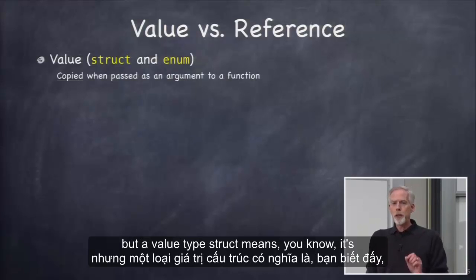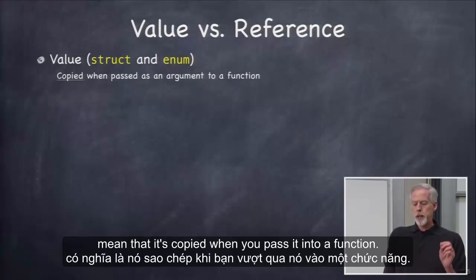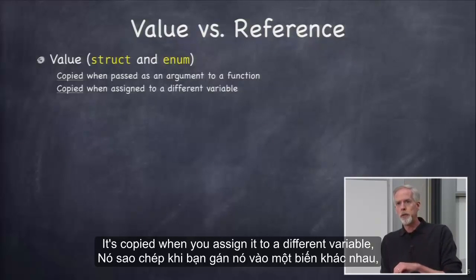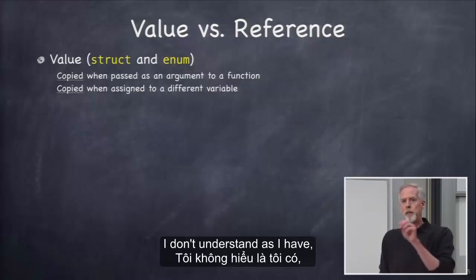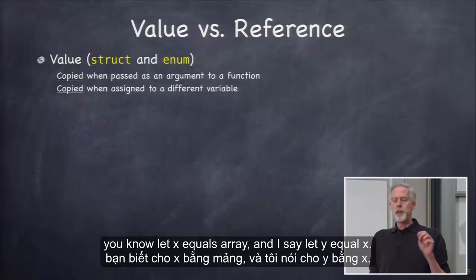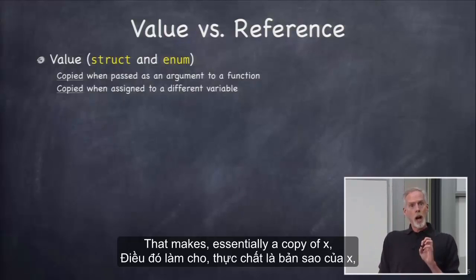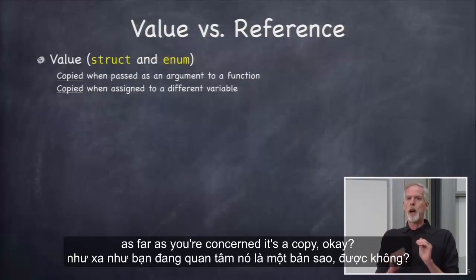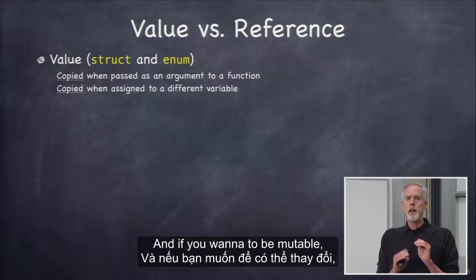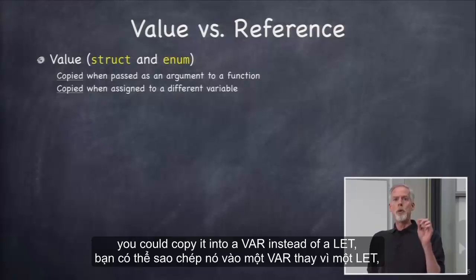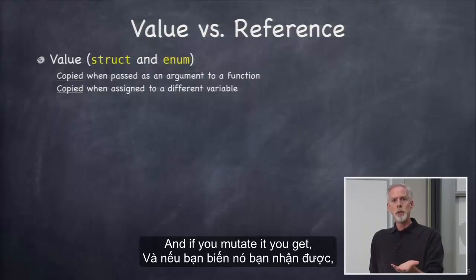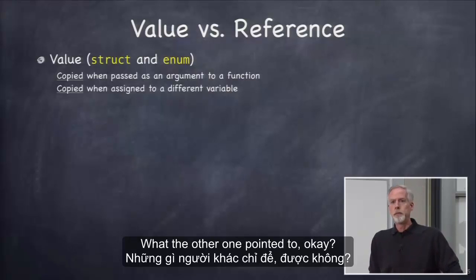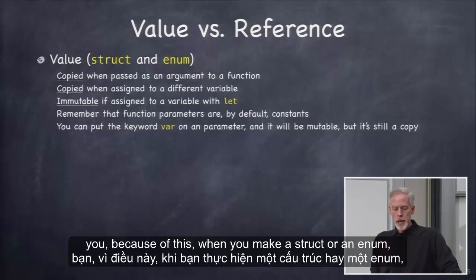But a value type, structs and enums, means that it's copied when you pass it into a function. It's copied when you assign it to a different variable. This one especially gets people, they don't understand this. If I have let x equals array, and I say let y equal x, that makes essentially a copy of x. Now, that copy might be lazy behind the scenes, but as far as you're concerned, it's a copy, okay? And if you want it to be mutable, you could copy it into a var instead of a let, and now you could mutate it. And if you mutate it, you're mutating your own copy. You're not mutating what the other one pointed to, okay?